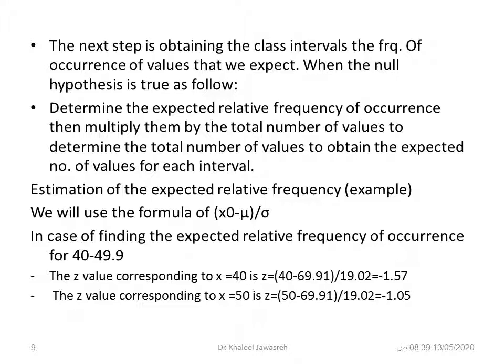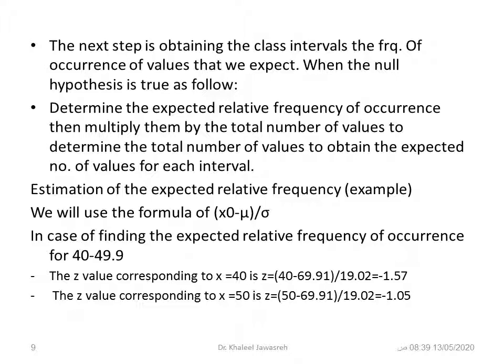Now we do need to have the expected and the observed. As you see, the expected is much more important because the observed are there in the table. So we need to determine the expected relative frequency of occurrence, then multiply it by the total number of values to obtain the expected number of values for each interval. This is how we obtain them. I taught you how to obtain the relative frequency. For example, we will use the formula x minus mu over sigma. This is how we find them.